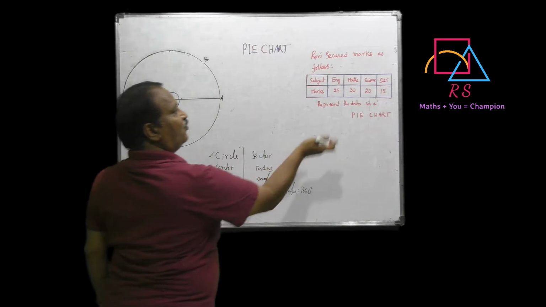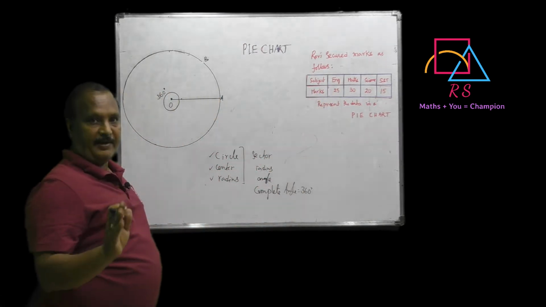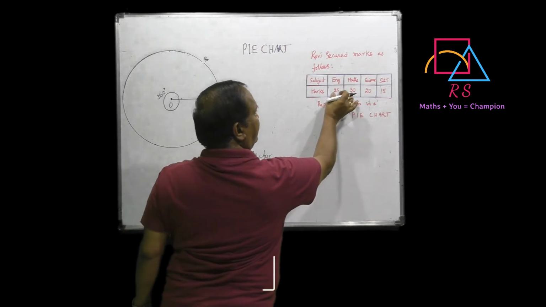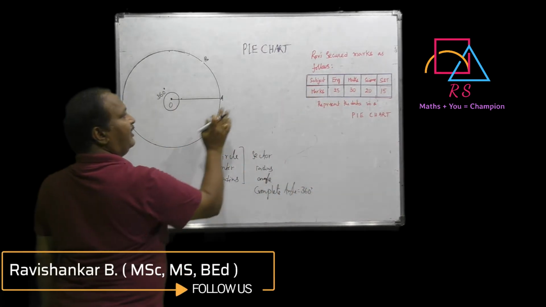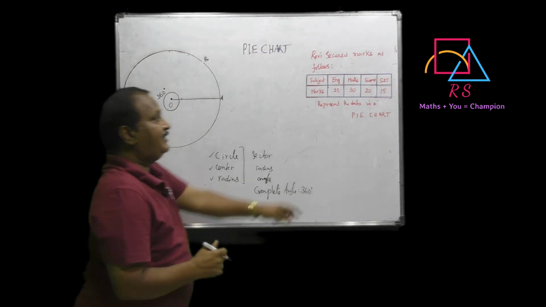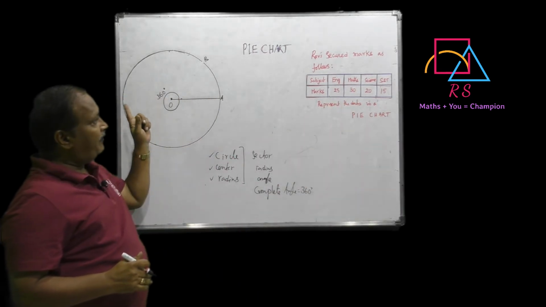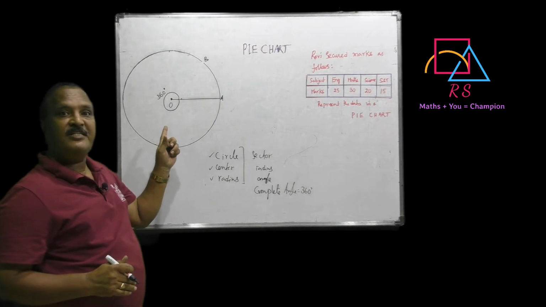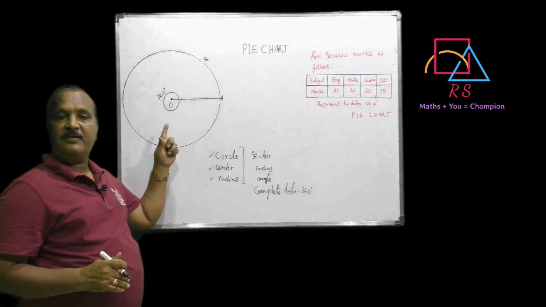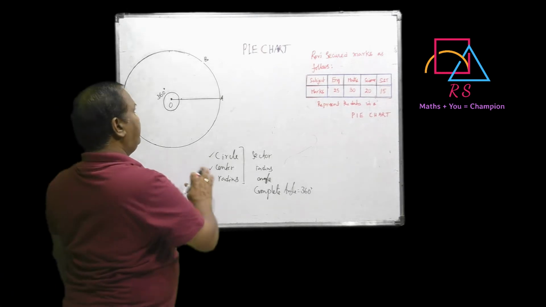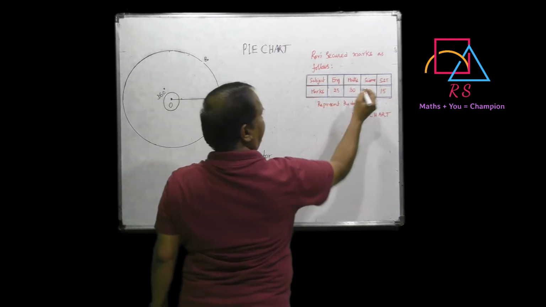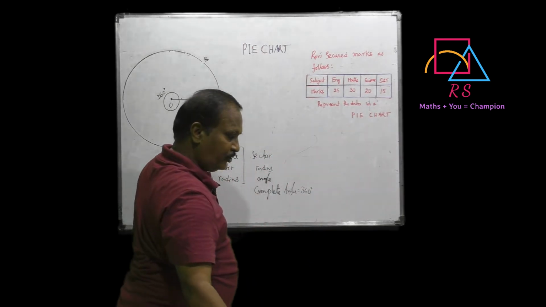Now how to convert these into angles, that I am going to tell you. So 25 parts of 360 degrees will form an English sector. 30 parts will make a math sector. 20 parts will make a science sector. 15 parts will make an SST sector. So that means you have to divide the entire circle into how many parts? You add it here.